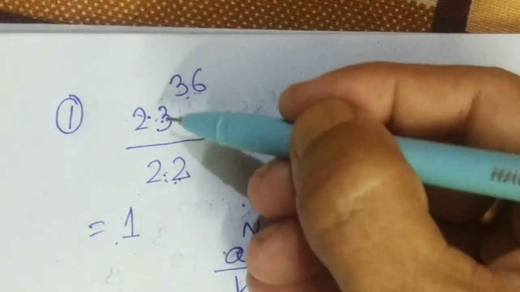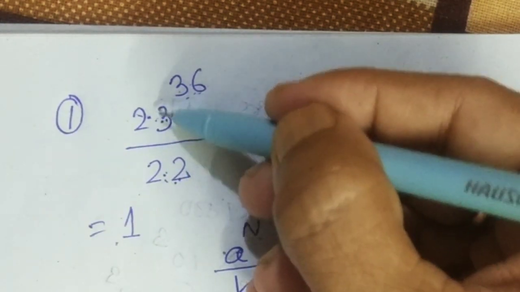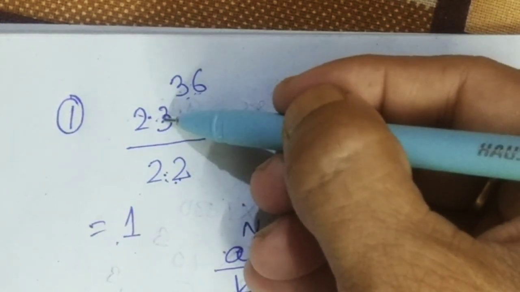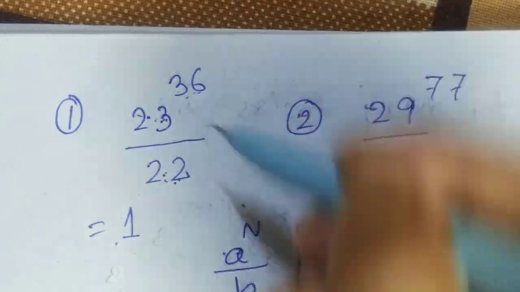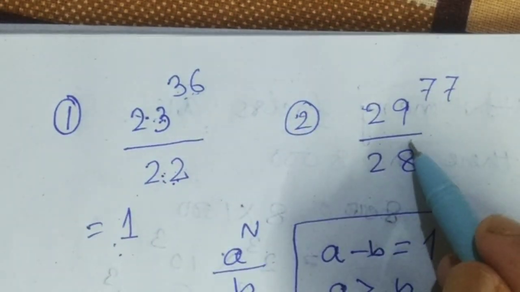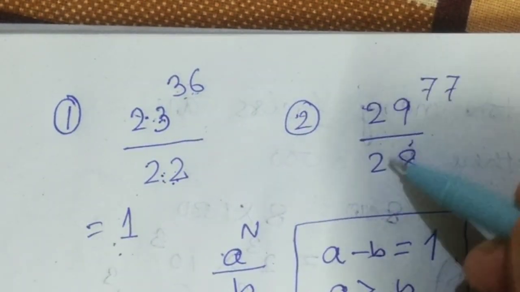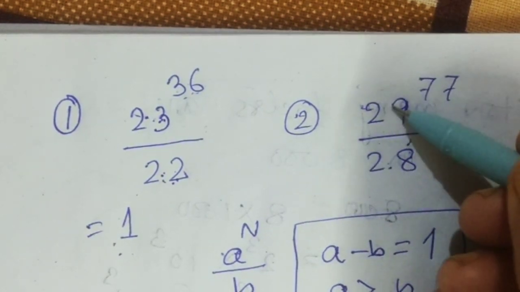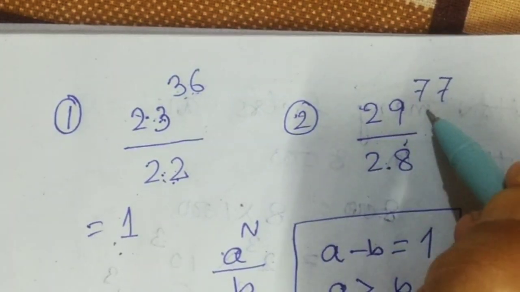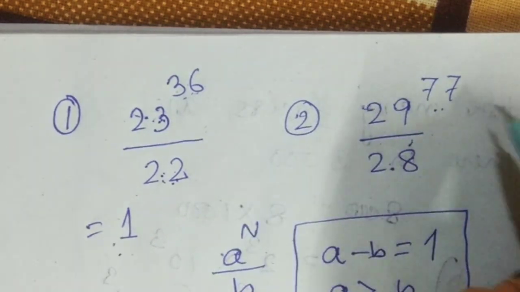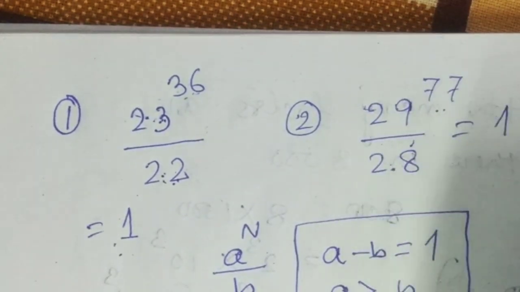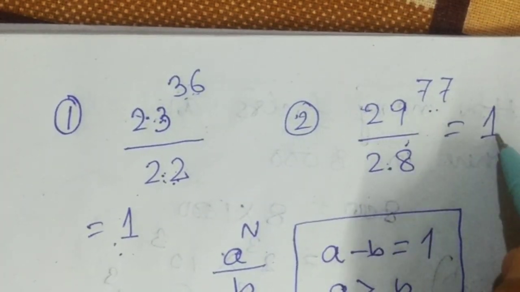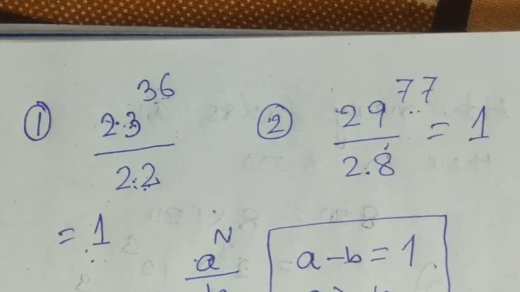Only you see the difference. If the difference is 1 and a is greater than b, the answer is 1. So what is the answer here? The difference is 1 and a is greater than b. So whether the power is even or odd does not matter. Just put the answer 1.